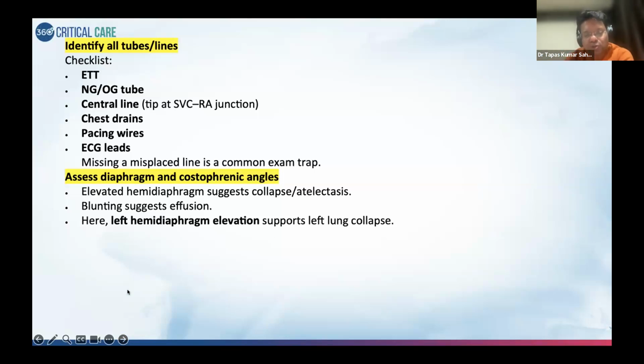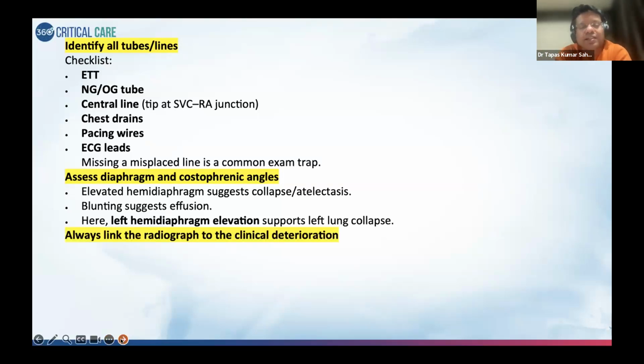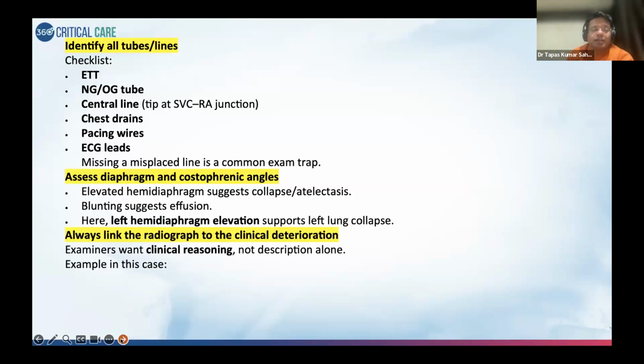So I am trying to give you so many answers. It's not only left right endobronchial intubation, it's not complete white out left lung. Rather, it is a summation of all the answers that I have already till now shown you. Always link the radiograph to the clinical deterioration. Examiners want clinical reasoning, not description alone.